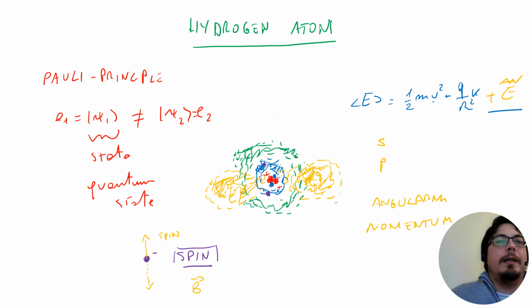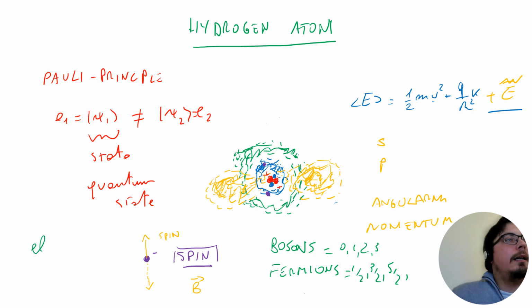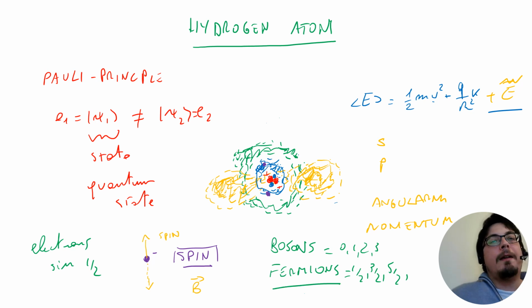and it differentiates the particles into two main groups, which is important to know, bosons and fermions. Depending on whether the spin is 0, 1, 2, 3, or 1/2, 3/2, 5/2, so whether it is an integer or half integer. The electron has spin 1/2, so it's a fermion. And for example, the photon, the particle of light, has spin 1, which is a boson.